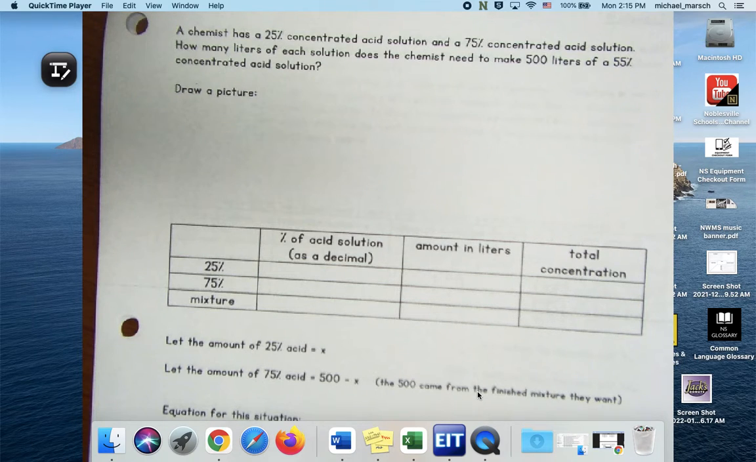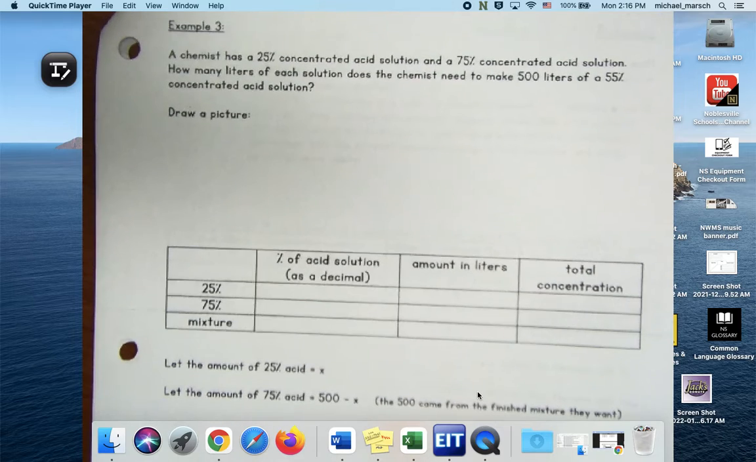Okay. We have a 25% concentrated acid solution and a 75% concentrated acid solution. How many liters of each solution does the chemist need to make 500 liters of a 55% concentrated acid solution? Whew.